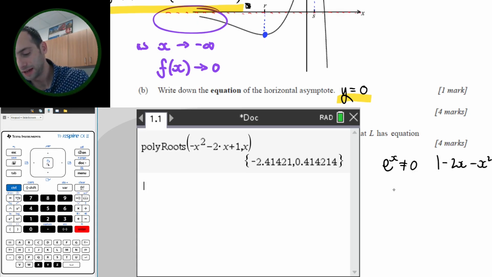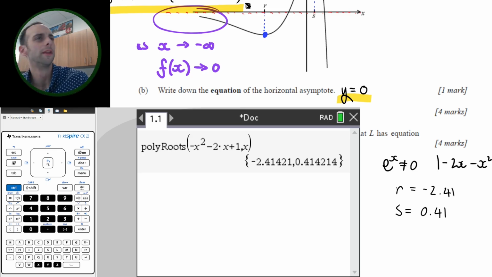Okay? So we have x values. This -1 would be r. So we would have r equals -2.41 to 3 significant figures, and s equals 0.414. So good use of the calculator to do some quadratic solving for us right there.